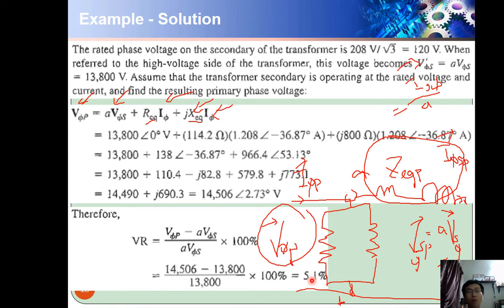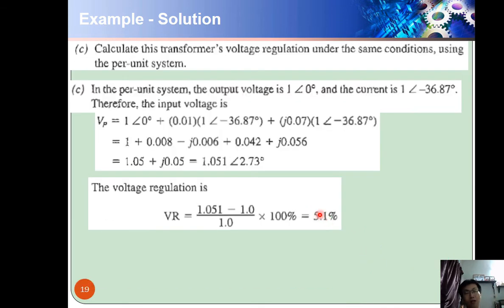Every time when we want to find the voltage regulation, we need to find a friend. The friend is a phasor diagram. So this is the phasor diagram. When you form the phasor diagram, we need to know the circuit. From the circuit, we need to know either it refers to the primary side or the secondary side. Then we go to find each of the parameters. Reverse engineering. Then we need to calculate the transformer voltage regulation under the same condition using the per unit system.